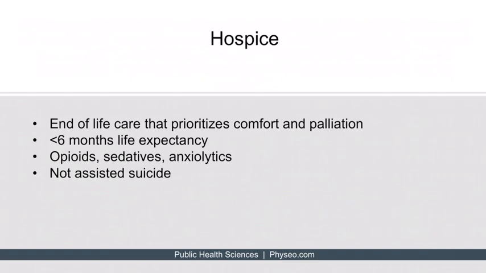Rather, it's focused on providing comfort and palliation for patients at the end of their life. It can be administered either at home or in a care facility, and patients generally qualify for it once their prognosis is less than 6 months of life or some other similar cutoff. Hospice generally involves the liberal use of controlled substances, such as opioids, sedatives, and anxiolytics to ensure comfort.